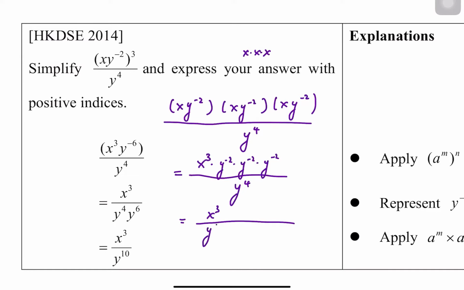I can change to y to the power 4 times y squared times y squared times y squared. What is the meaning of y to the power 4? There are 4 y's multiplied together, times 2 y's and y times y times y times y times y times y. So I know there are 10 y's multiplied together. So y to the power 10, x to the power 3.